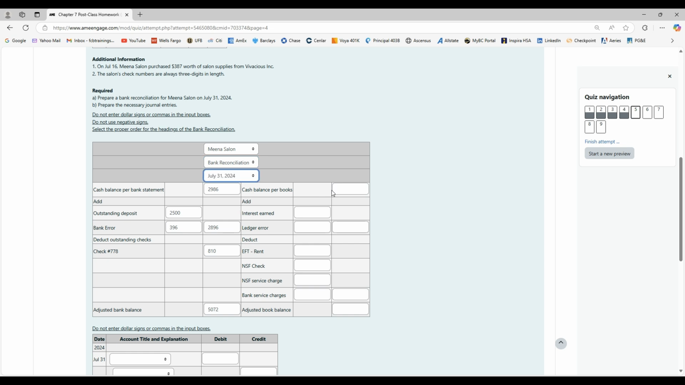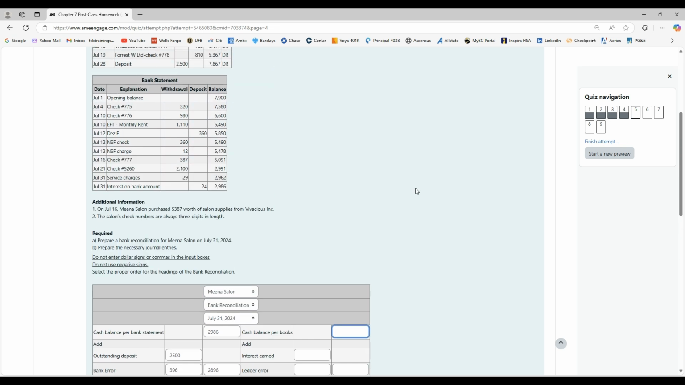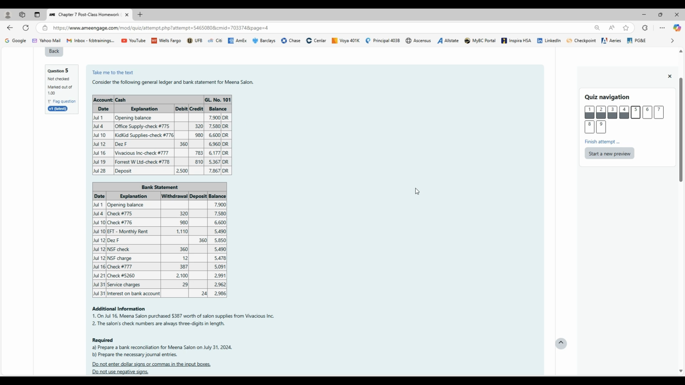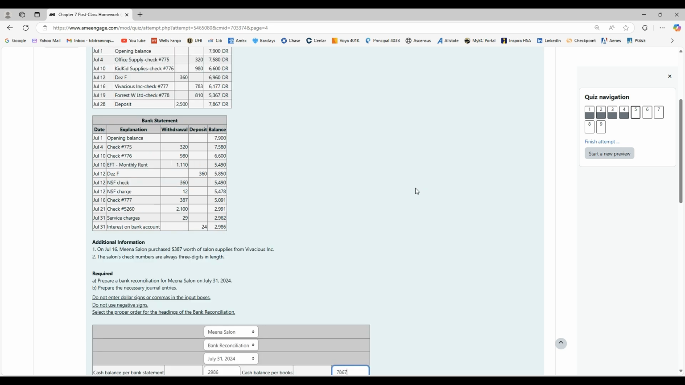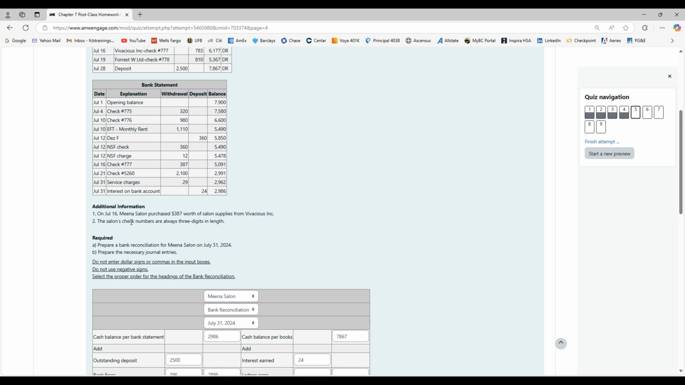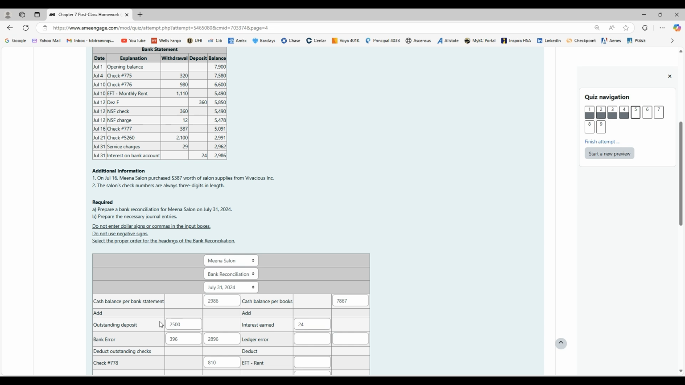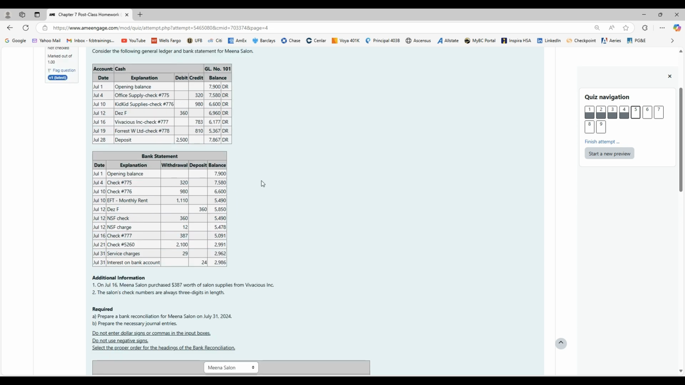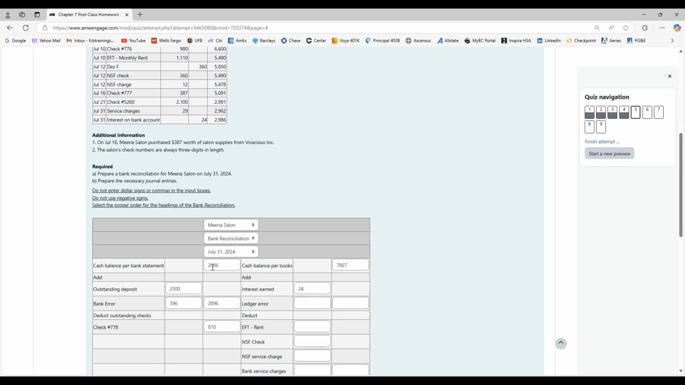Let's put our amounts in there. Okay, the ending ledger balance is 78.67. We've got some interest we earned, $24. Oh, what the heck? Oh, that was a mistake in our ledger. I'm sorry, I did this part wrong.